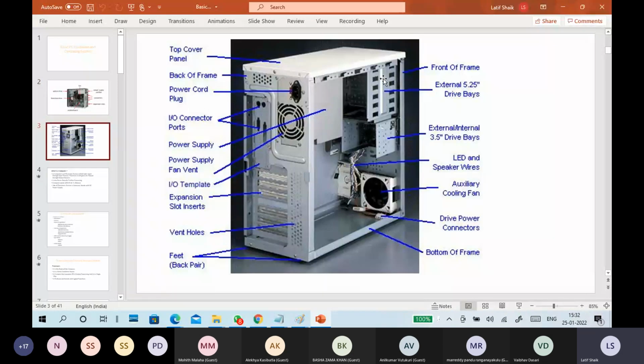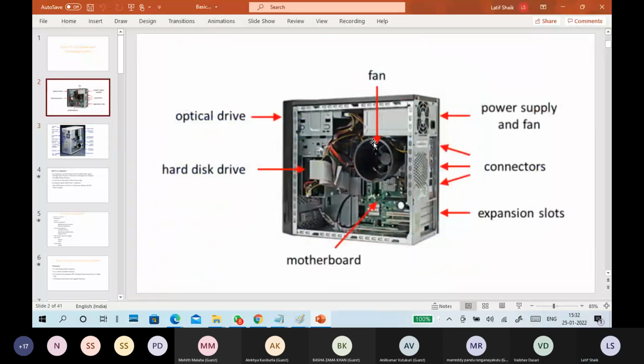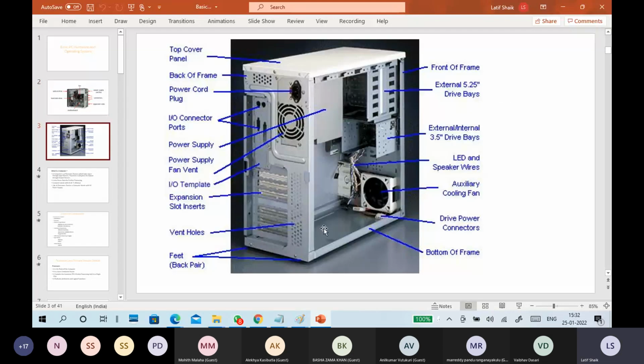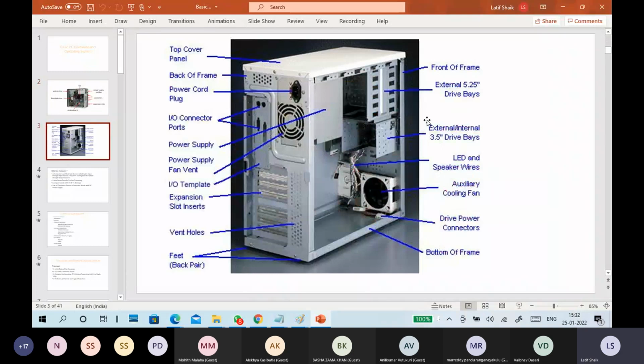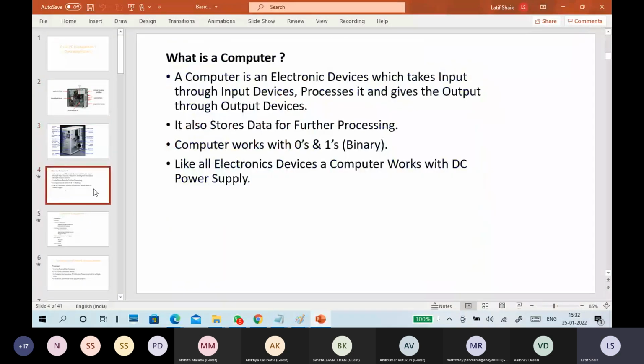It facilitates inserting your internal components and connecting the external components to it. So it's just a box, just a box only. This box has a front panel and back panel, both for facility purposes. Different types of cabinets are there. So the cabinet part is very important.